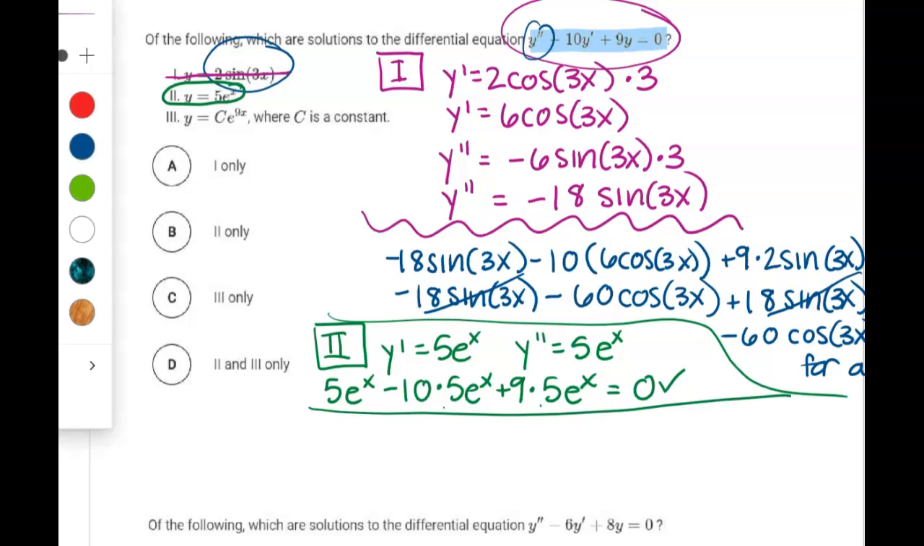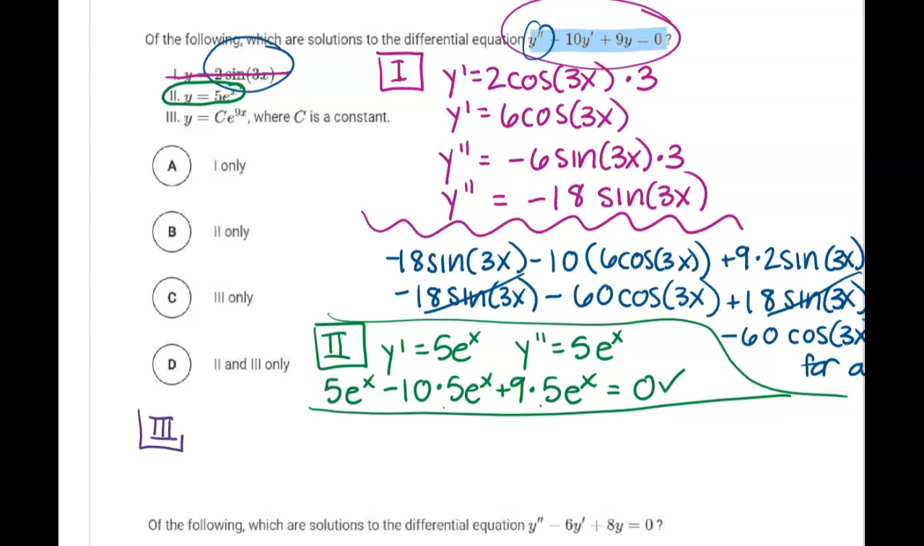Now we will do part 3, or number 3, I guess, option 3, however you'd like to put that. So y equals c e to the 9x, so y prime is going to be c e to the 9x times 9, so 9c e to the 9x. Y double prime is 9c e to the 9x times another 9, so 81c e to the 9x.